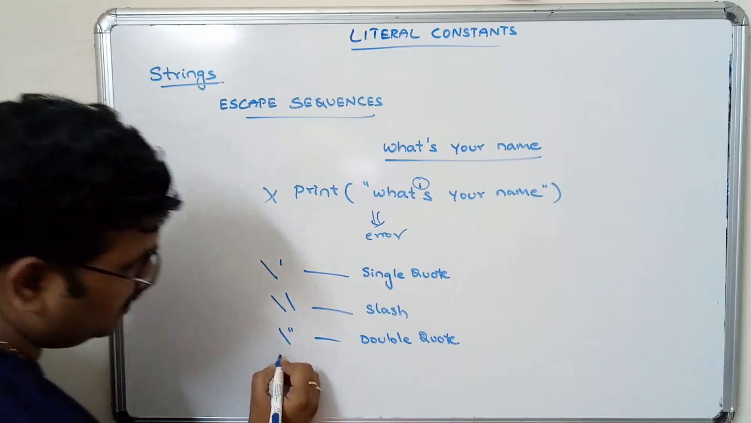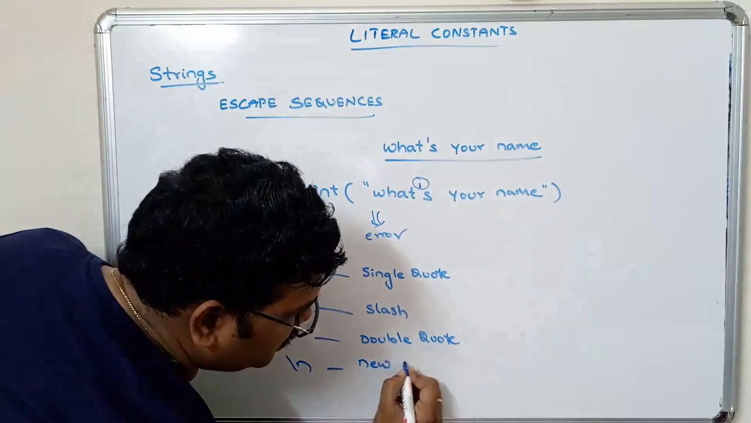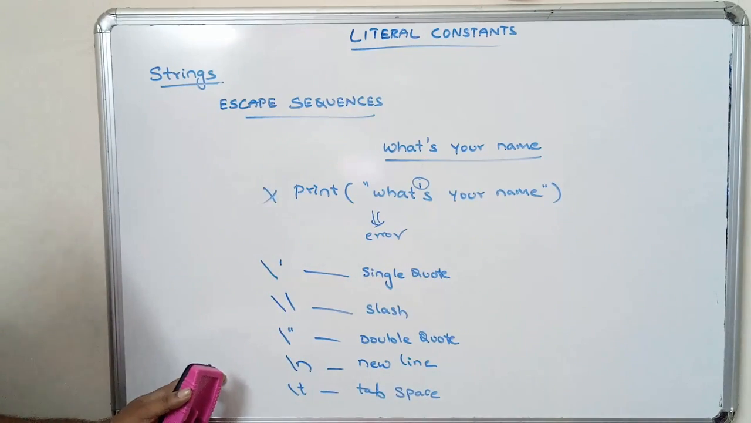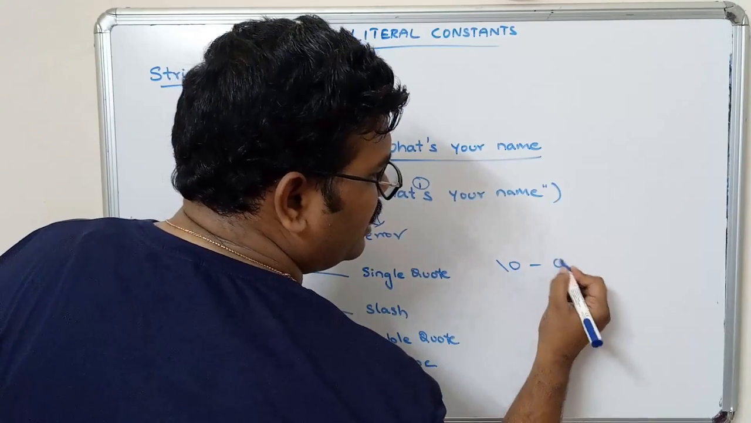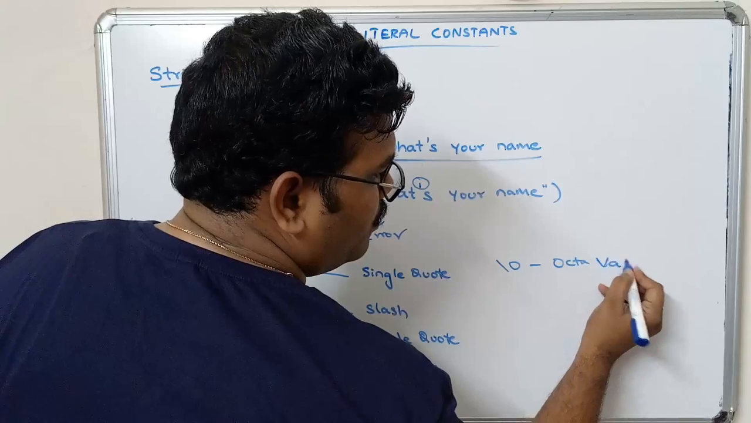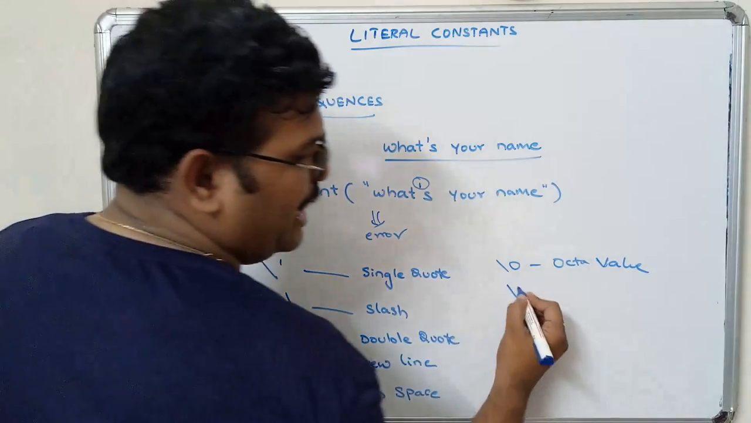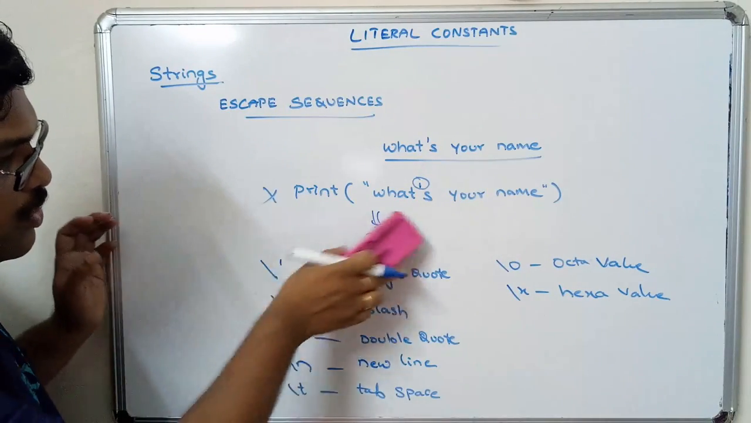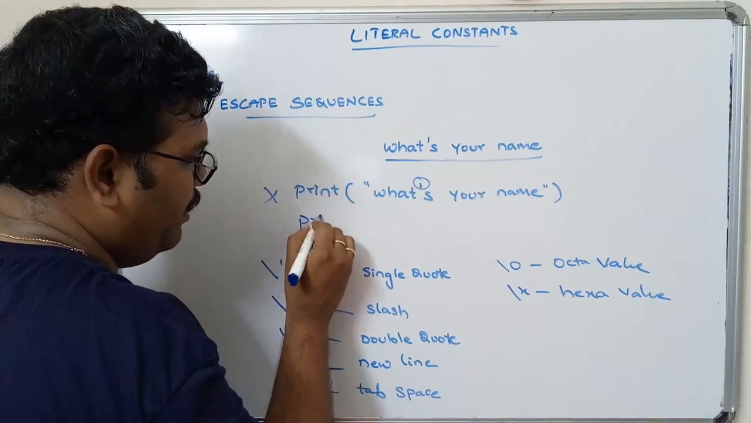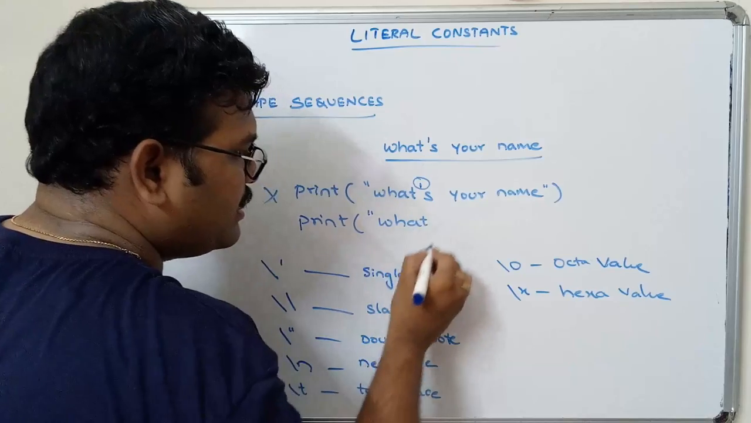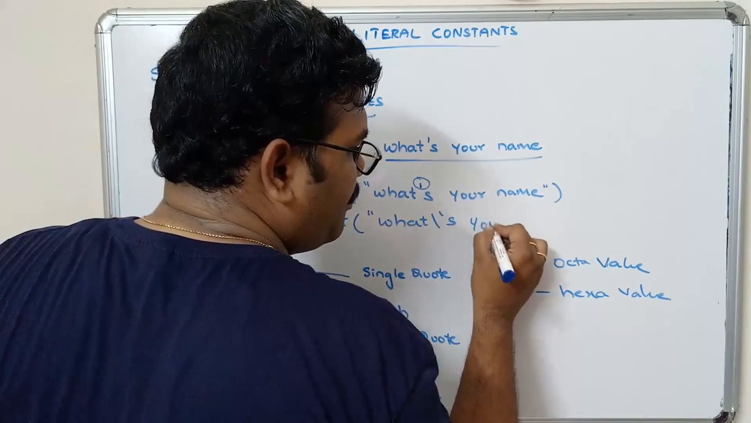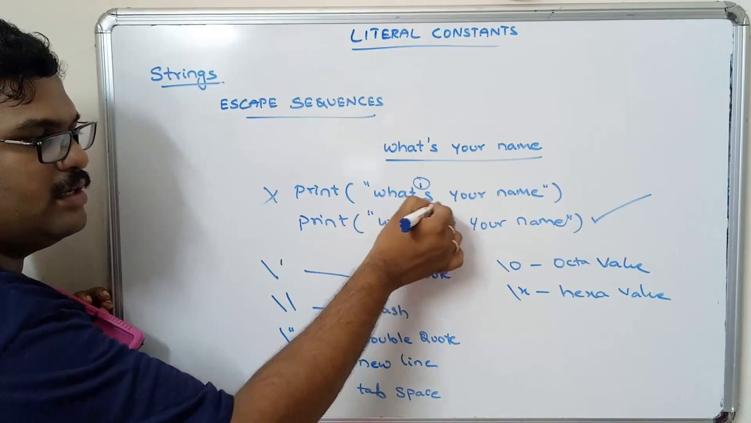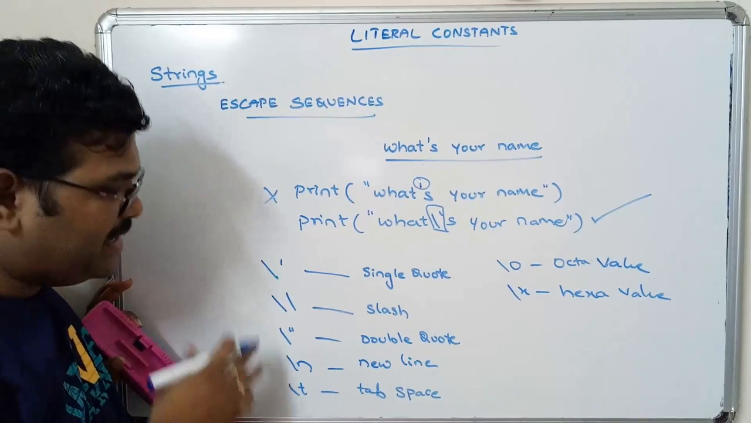Backslash n is for new line, that we know in the C language. Backslash t is a tab space. This also we know in the C language. Similarly, backslash o represents the octal value, and backslash x is for hexadecimal value. So to represent this one, we just have to rewrite it: print what backslash single quote s your name. This will print the correct output, because the single quote is represented using the escape sequence backslash single quote.